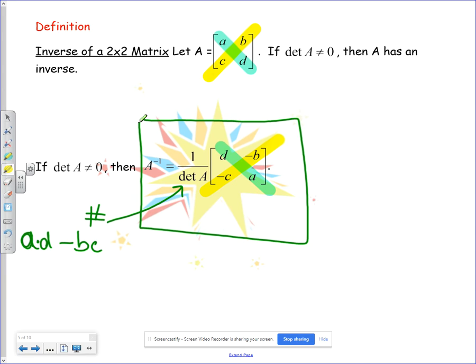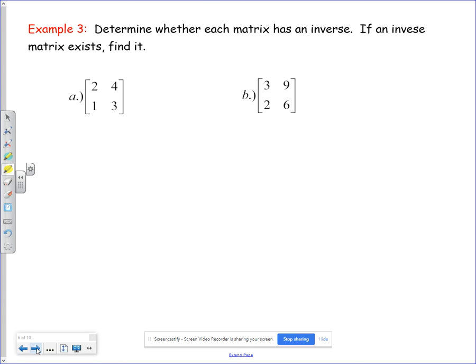All right, so let's do a couple of examples here. Determine whether each matrix has an inverse. If it has an inverse, find it. So, let's look at our first matrix. Let's call this matrix A. I want to know, does this matrix have an inverse? Well, first, I have to figure out what the determinant is. The determinant determines whether a matrix has an inverse.